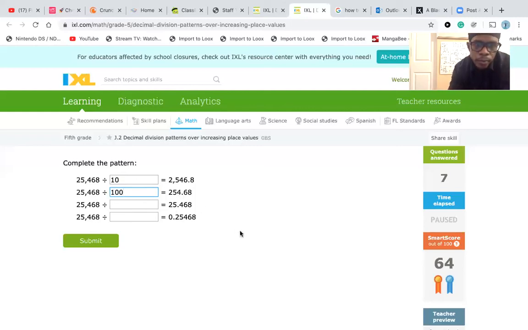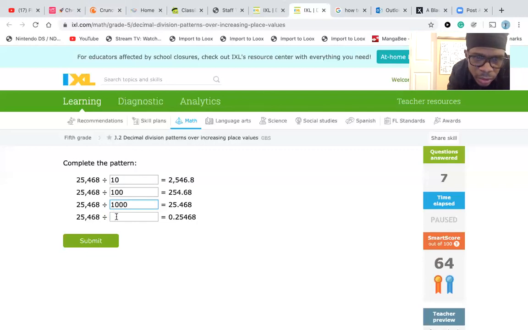It is. Number 3. We have 25,468 divided by something to give us 25.468. The decimal point was right here, and it moved 1, 2, 3 times. So that's going to give us 1, 2, 3 zeros, which is 1,000.